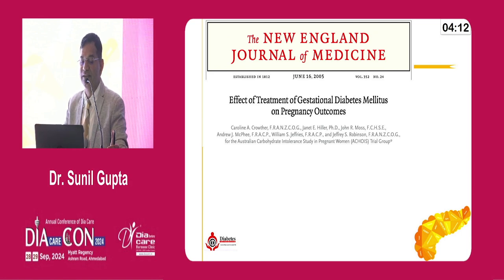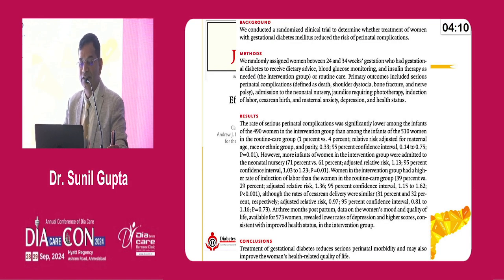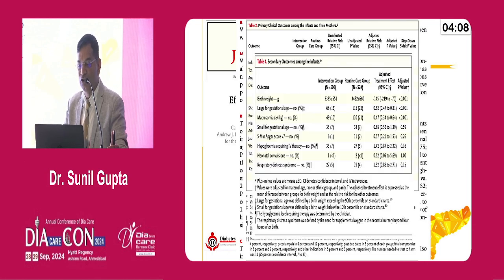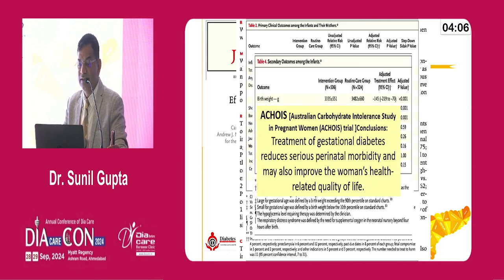We have two important trials. One is the ACHOIS trial, which has classically shown that treatment of GDM reduces serious perinatal morbidity and may also improve the women's health-related quality of life. This was for the first time in the world, an Australian study, and they showed that glycemic control is important. Before that, there used to be debate whether we should really treat GDM women or not. But after this, those debates have stopped.